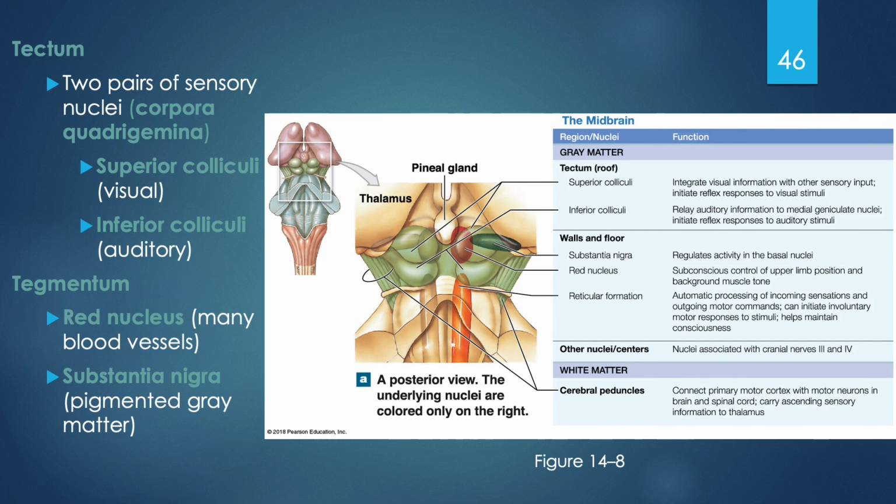The tegmentum is just an area that's anterior to the cerebral aqueduct, and it has 2 different areas that are slightly different colored. So there's the red nucleus, which has a lot of different blood vessels, so that is what imparts that slightly reddish hue. And then the substantia nigra just literally translates to black substance, and it's composed of pigmented gray matter. And that black pigment that you see is actually melanin, which is a byproduct of dopamine production.